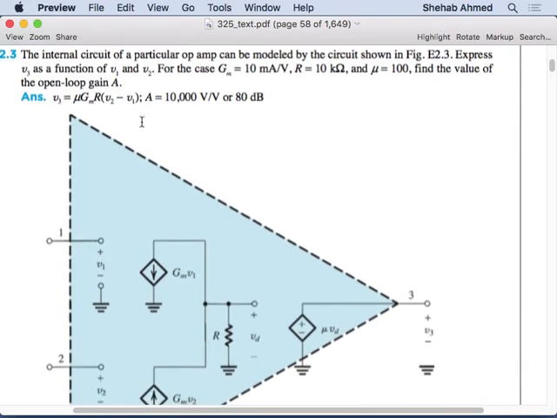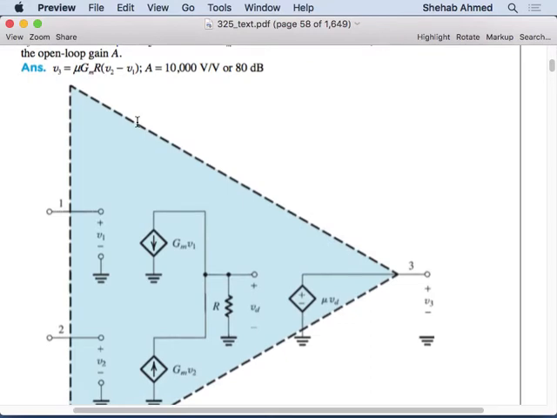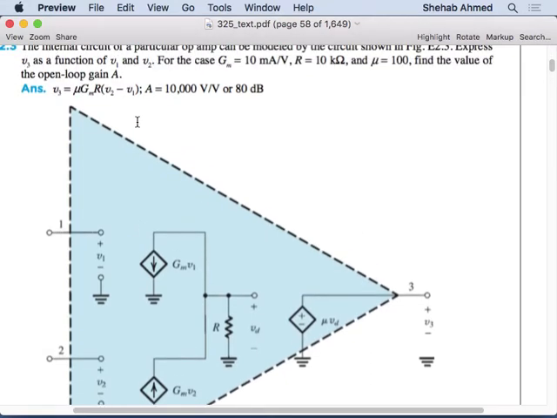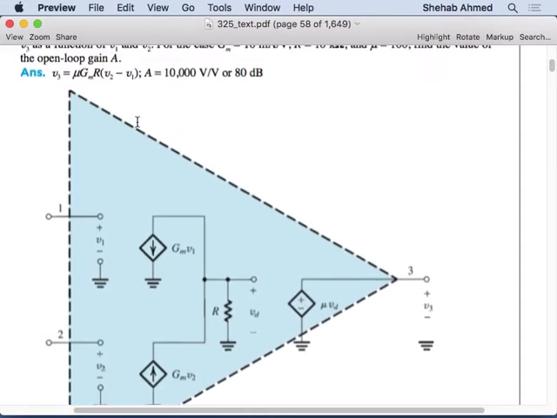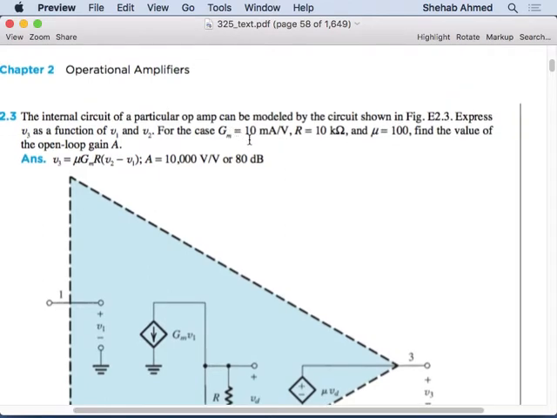But then the gain is what? It's the output over the input, right? So the input is what? V1 minus V2. So it's V3 over V2 minus V1, that's the input. V2 minus V1 is input. That's your input, yeah. So V3 is the output, and V2 minus V1 is your input. So it's mu GM times R, and they've given you mu, GM, and R.